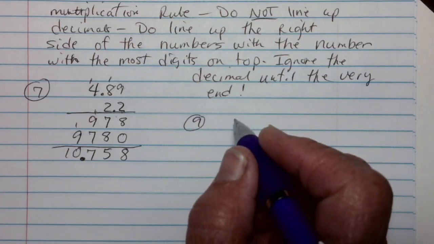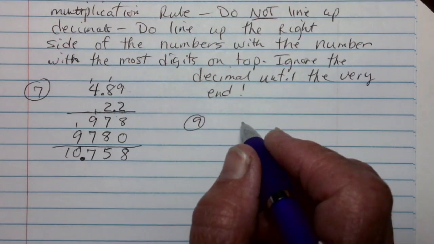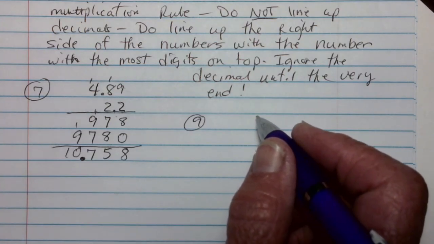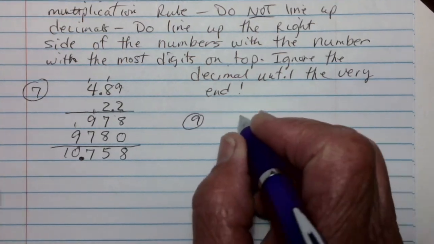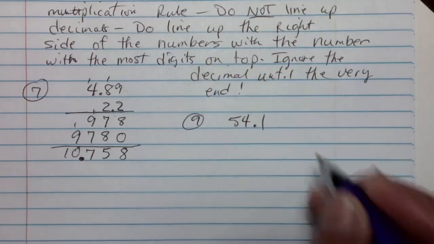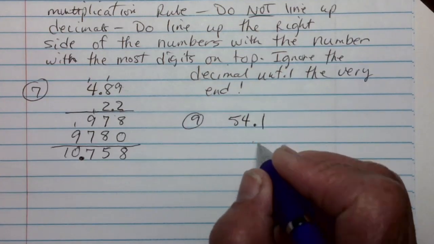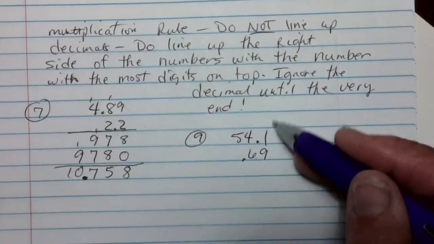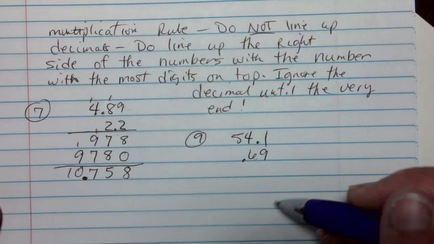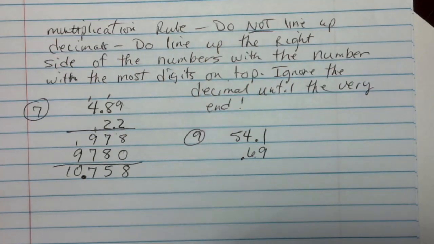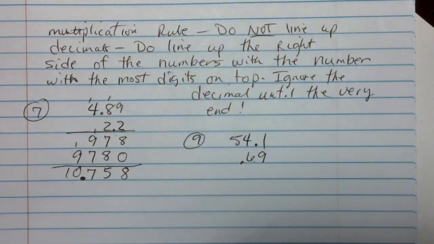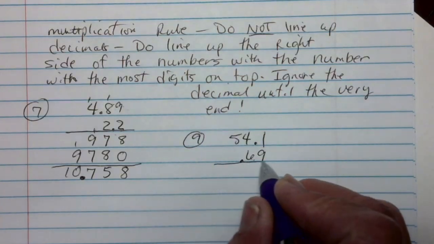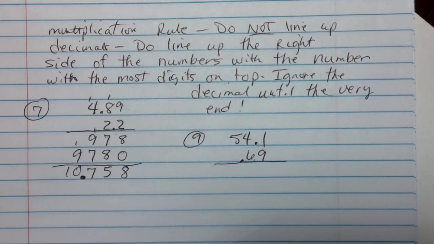The longest digit, well, they both are showing 3, but that second number has got a leading 0, so it's really only got 2 digits that I'm going to use. So I'm going to put the 54 1/10 on the top, and I'm going to put a decimal 69, and I'm going to line up this side of the digits. Don't worry about where the decimal is, because remember, you're going to ignore it. Okay, draw your line, ignore your decimal, and start multiplying.